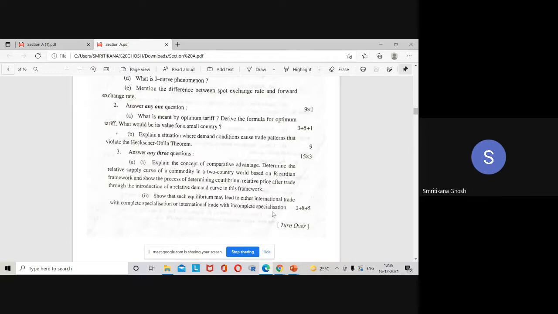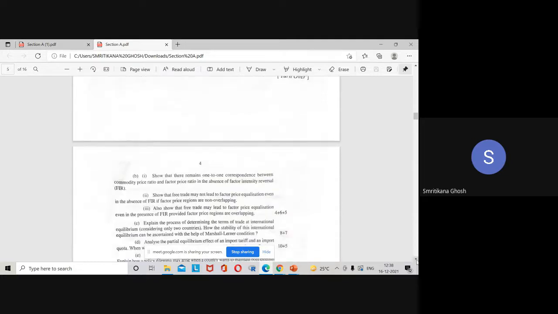Show that such equilibrium may lead to either international trade with complete specialization or international trade with incomplete specialization. Yes, if the relative demand curve is going through any horizontal stretch of the stepped relative supply curve, then you will get incomplete specialization. And if it is going through the vertical stretch, then it is complete specialization. So there you have to draw the 3 relative demand curves corresponding to 3 different stages of the relative supply curve. We discussed it in the class, and that you have to do here.